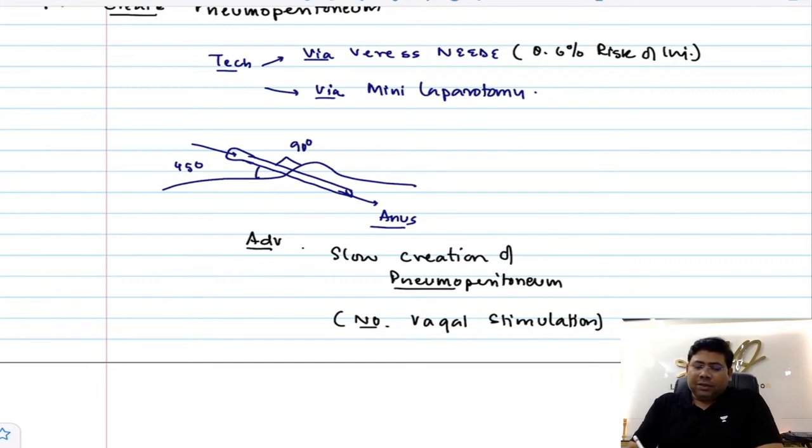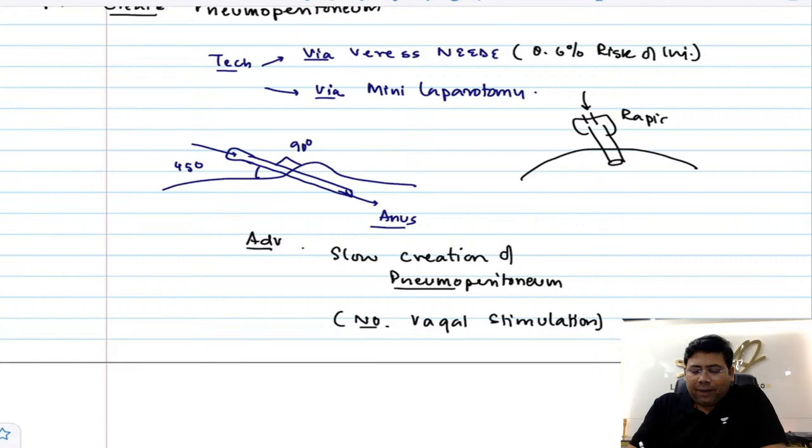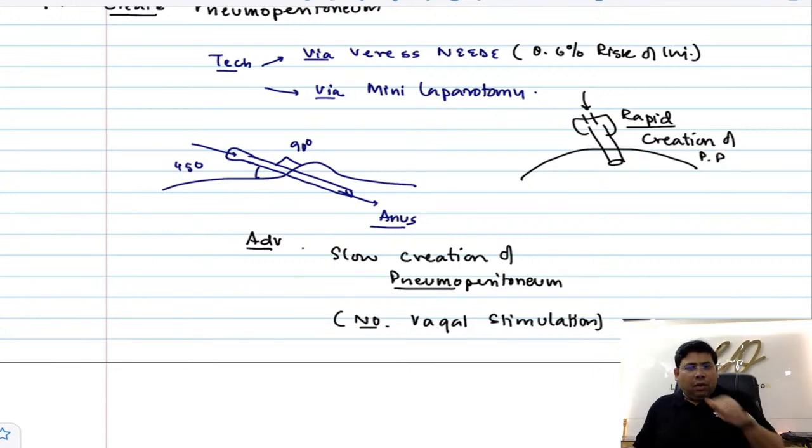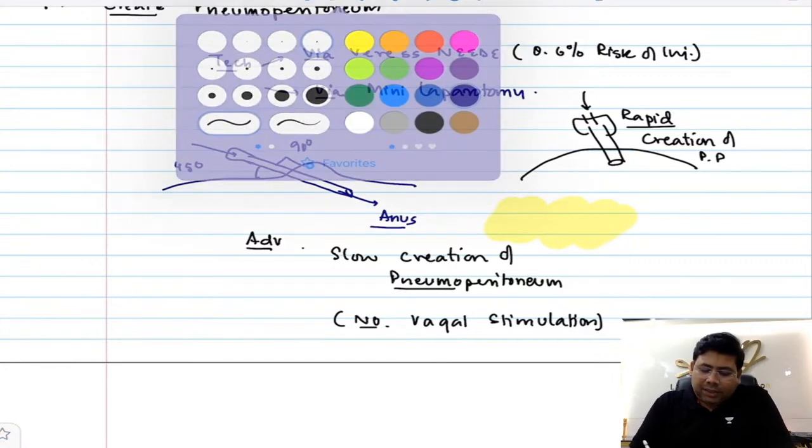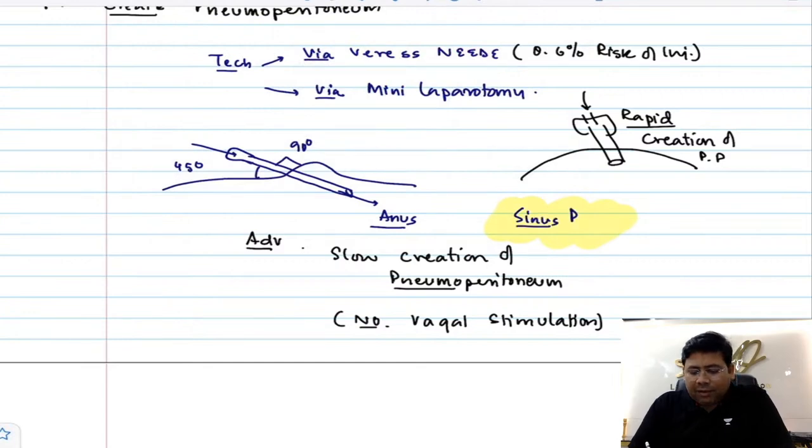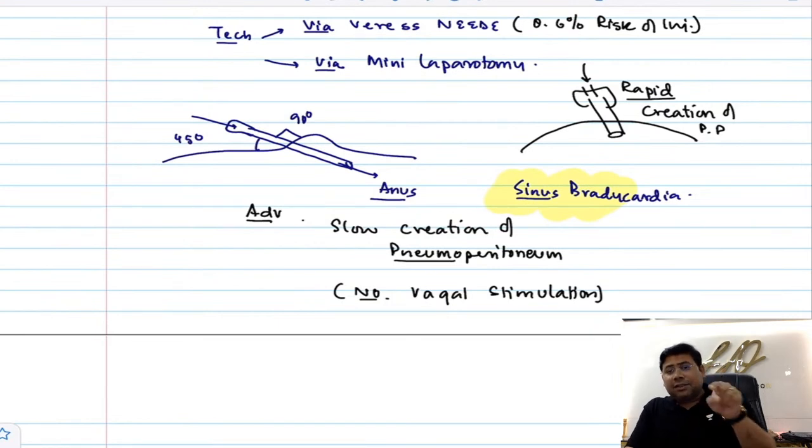In comparison to the other ones, when you do a mini laparotomy, you will have to directly put a port. When you put a port directly, there is rapid creation of a pneumoperitoneum. When we talk about rapid creation of pneumoperitoneum, the sudden distension and stretching is the time when vagal hyperstimulation occurs, and you should know that during the surgery, sinus bradycardia might occur. The reason for sinus bradycardia is sudden stretch of the abdominal cavity.